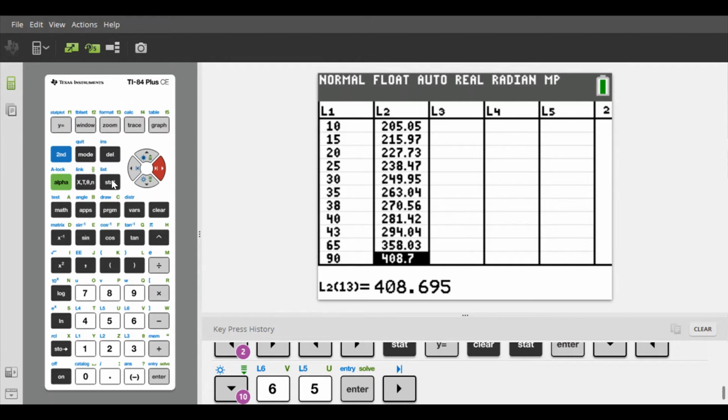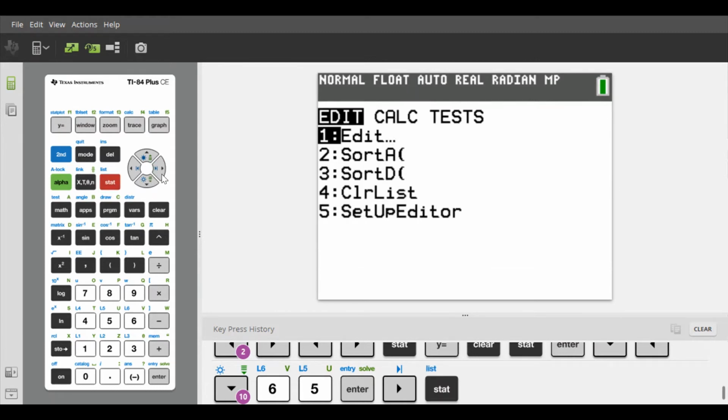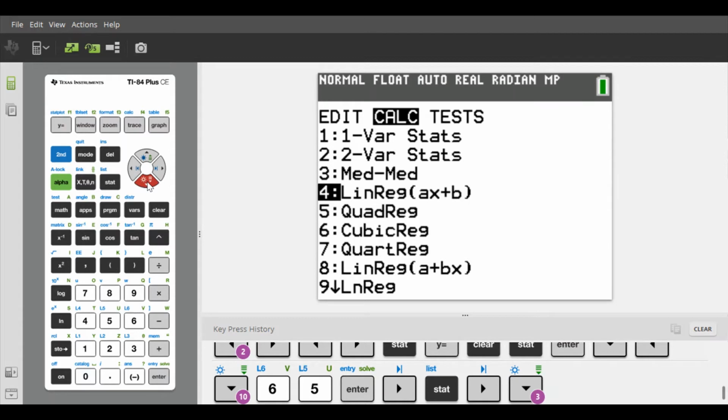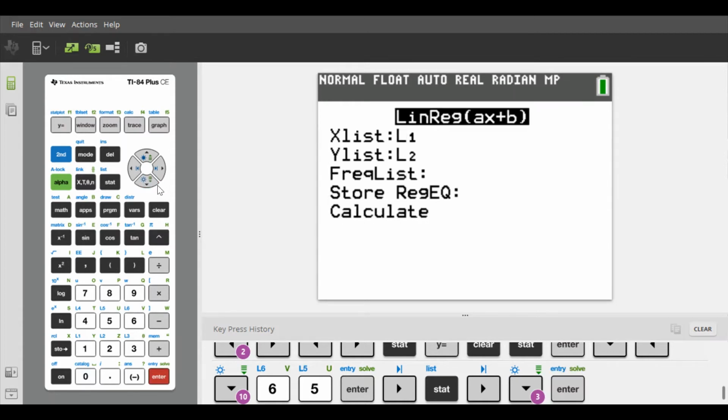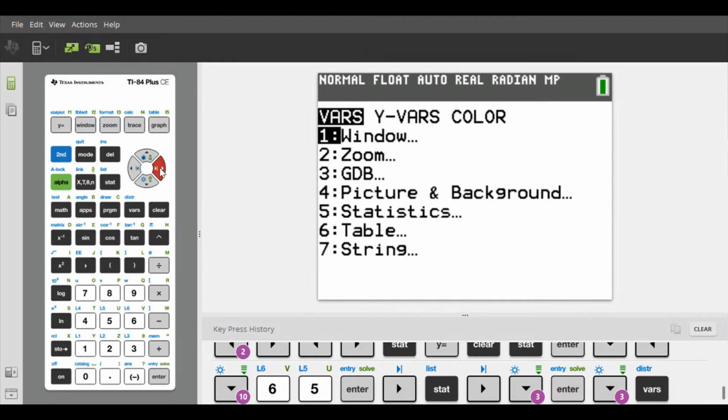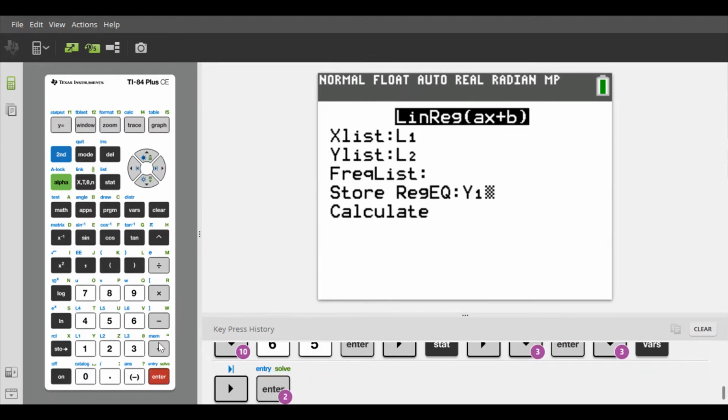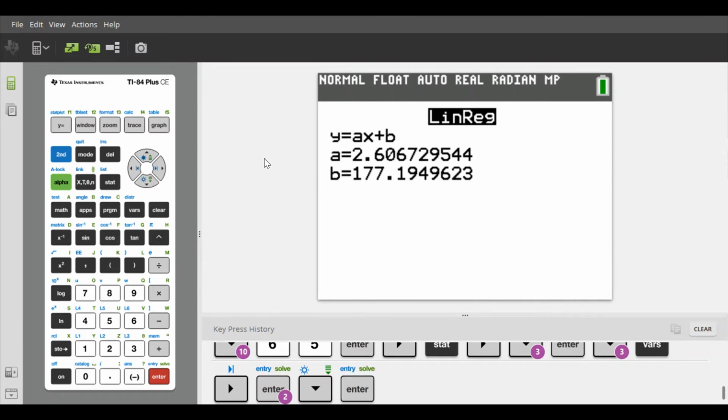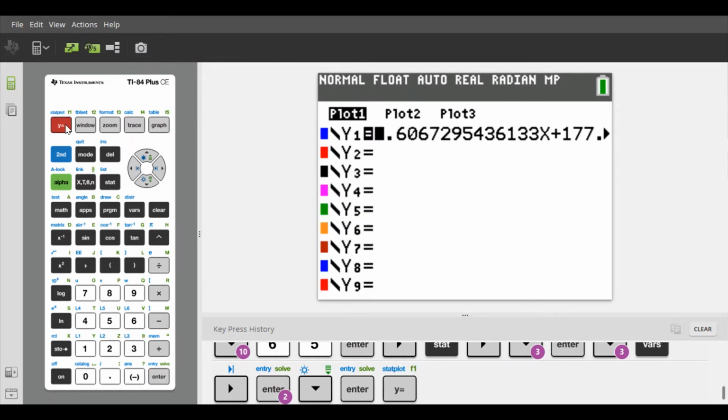Now, I'm going to go stat, and I'm going to go calc, and we're going to go ahead and calculate the linear regression for this model and do the scatter plot all at the same time. We're going to store this in Y1 just like we've been doing. Gonna hit calculate, calculates it out for me. Y equals ax plus b, where a is 2.607 approximately, and b is 177.195 approximately. It did store in my Y1. I'm good to go there.